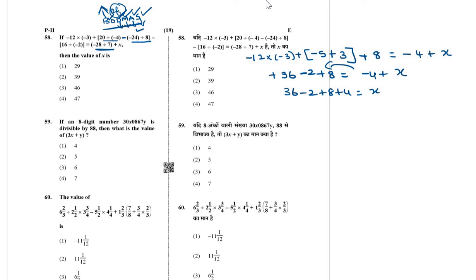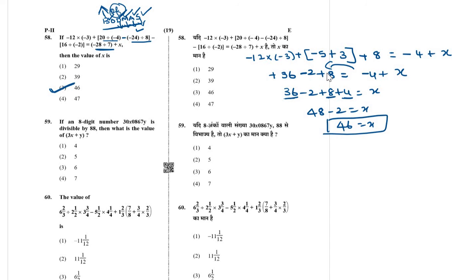So use the rule: same sign, you have to add. So 36 plus 8 is 44. 12 plus 36 is 48, minus 2 equal to x, so 46 equal to x. Okay, so the answer is 46. Come to the next question.